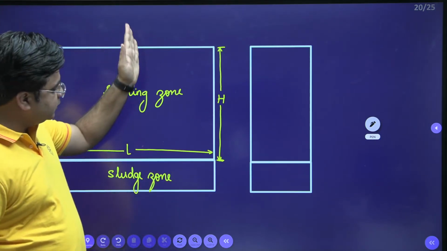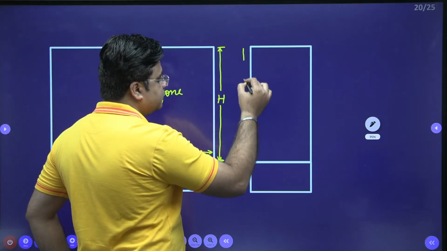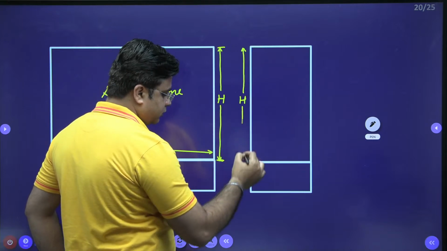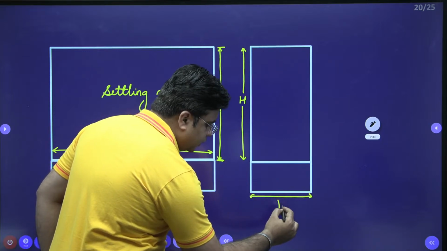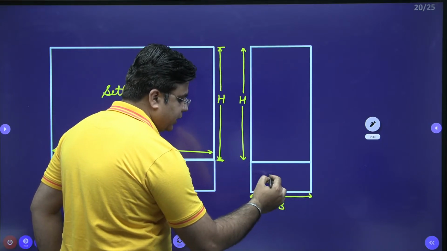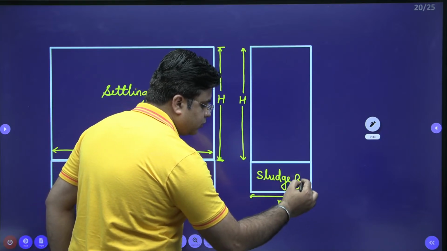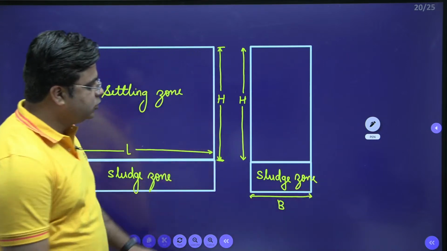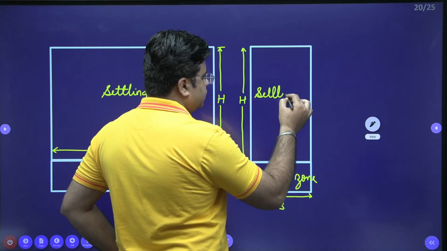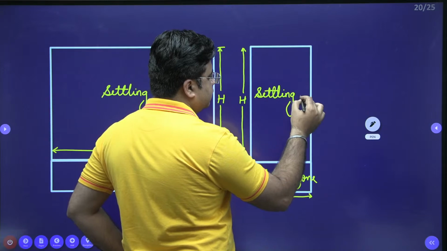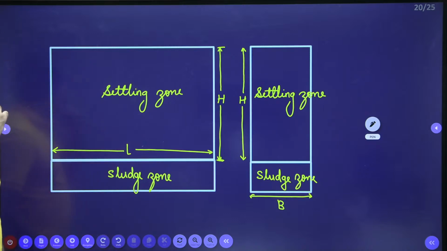Now when you cut this cross section for this tank, this is the height which is visible, capital H. And the width of the tank is capital B. This is the width of the tank, and again this is my sludge zone and this is my settling zone, right?